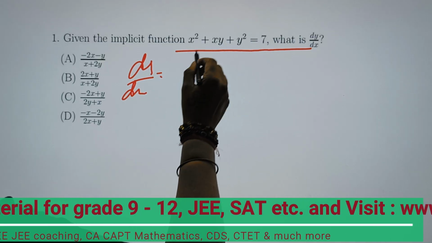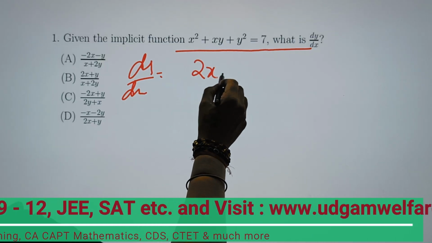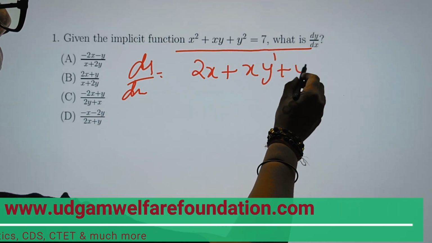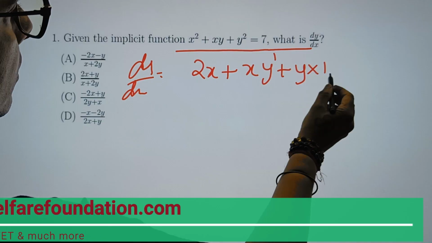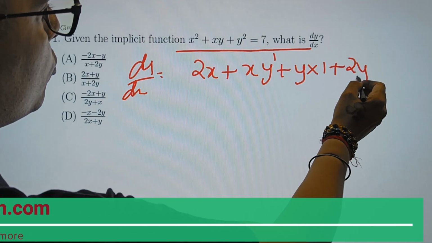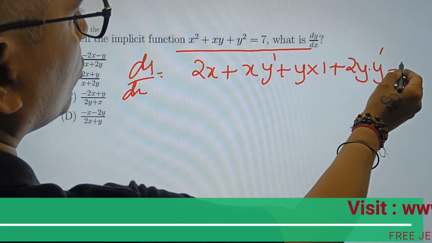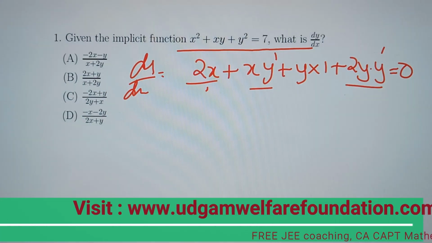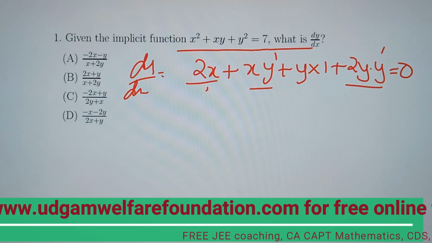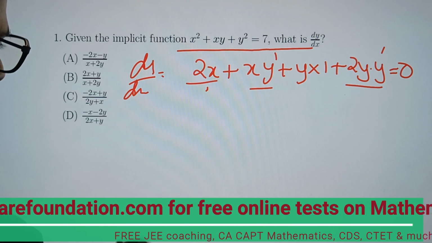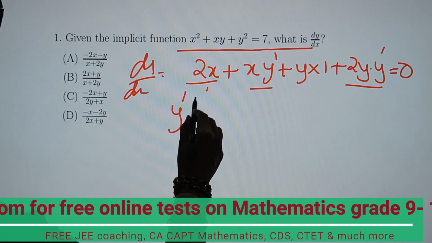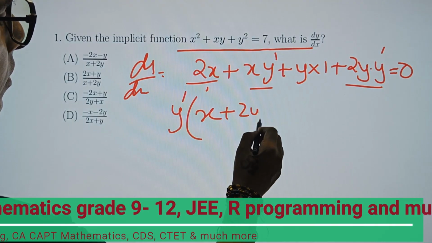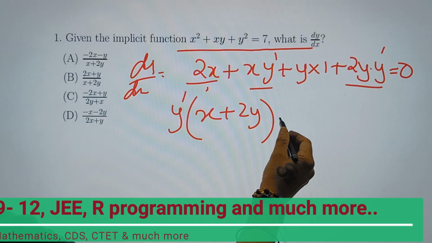First differentiate this. The derivative of x square is nothing but 2x. The derivative of xy is x into y dash plus y into x dash, which is nothing but 1. Plus the derivative of y square is 2 into y dash, and the derivative of the constant is 0. Now we are going to separate the y dash terms. Let's combine the y dash terms first. So here we are getting y dash into x plus 2y.